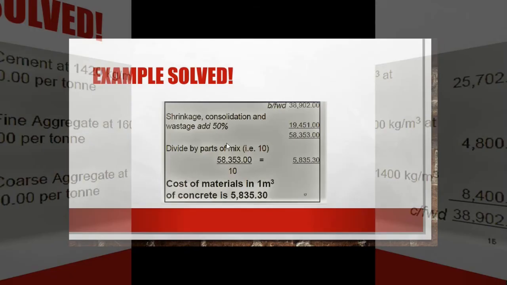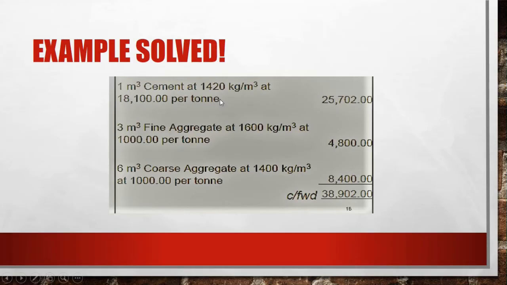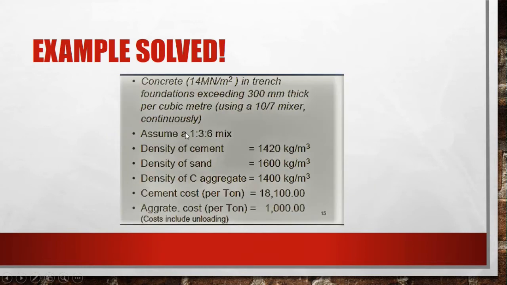But in this mix, we have a total volume of, you add 1 meter cube of cement, you add 3 meter cube of the fine aggregates, then you add 6 meter cube of coarse aggregate. So this is in the mix. So we have a total volume of 10 meter cube.